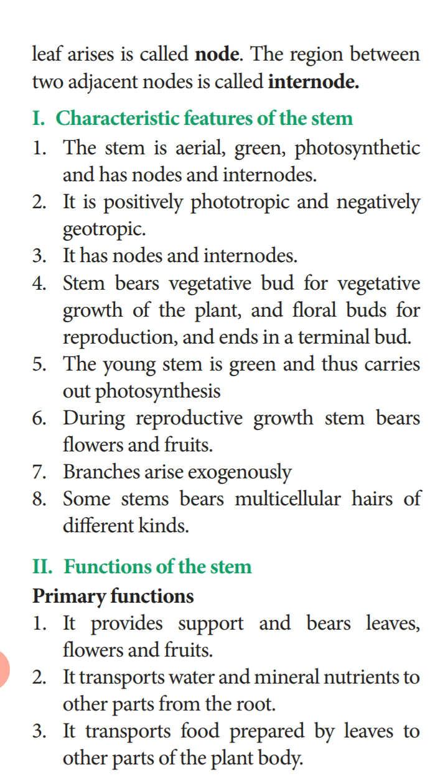So exogenous branching means the branching is taking place from the outermost cells of the plant. Here the outermost cells are the cortex cells. When the branching takes place from the outer cortex cells, it is called exogenous. Now some stems bear multicellular hairs of different kinds. In some plants, in the young stems, small hair-like outgrowths are present, that is, multicellular hairs are present on the surface. These are the characteristic features of the stem.